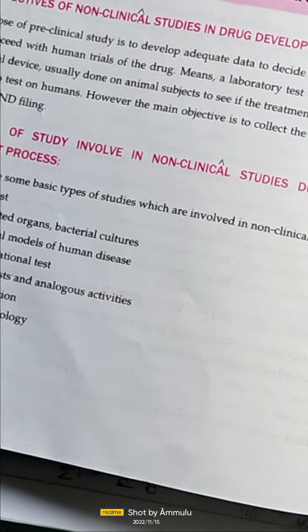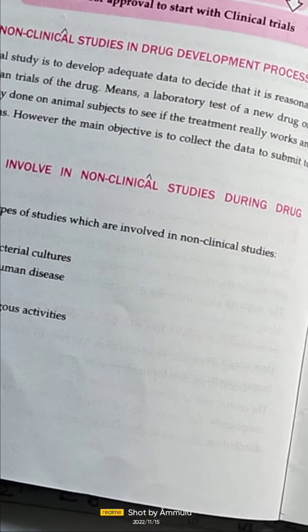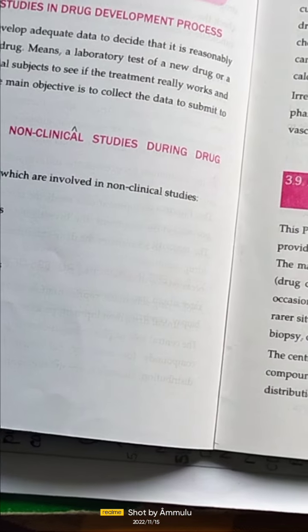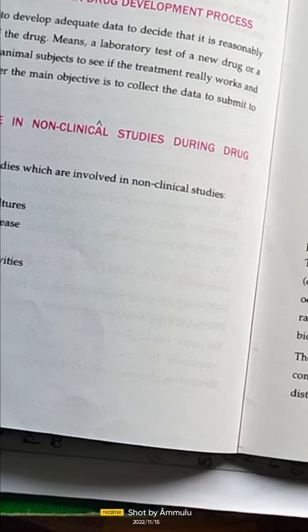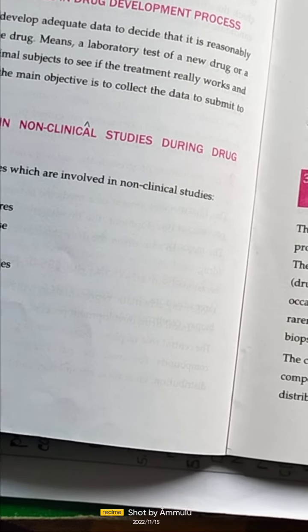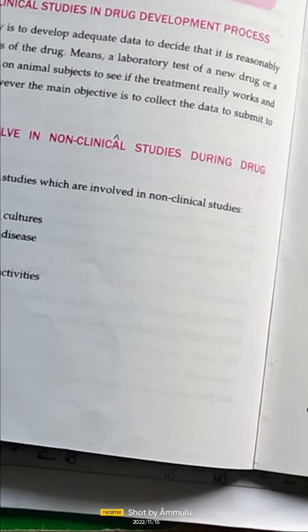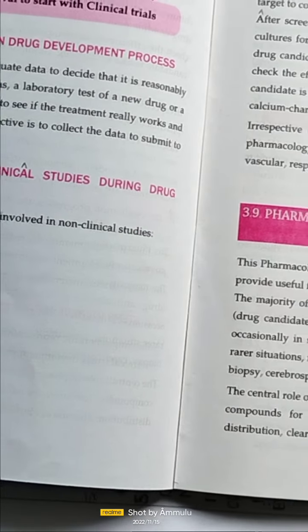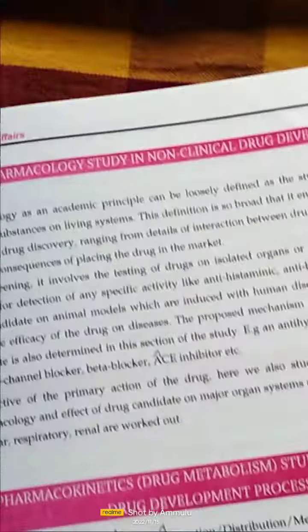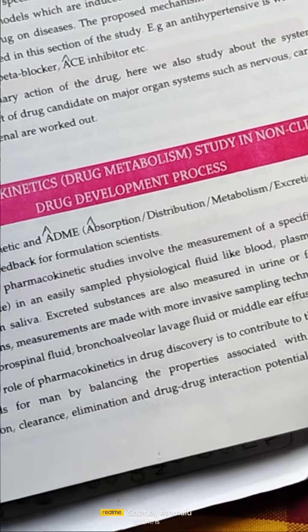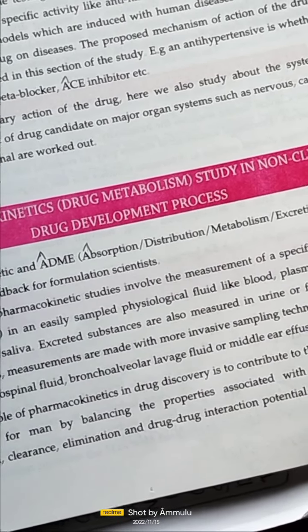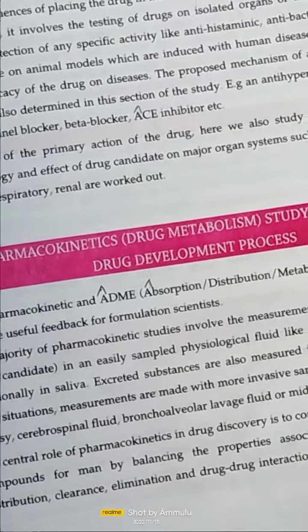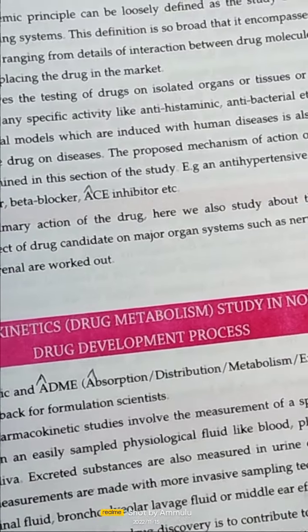The objectives of non-clinical studies in the drug development process. The purpose of preclinical study is to develop the data to decide on safe human clinical trials of the drug. A laboratory test of a new drug or new medical device is usually done on animal subjects to see if the treatment really works and is safe for humans. After completion of the animal testing, it is performed on humans.